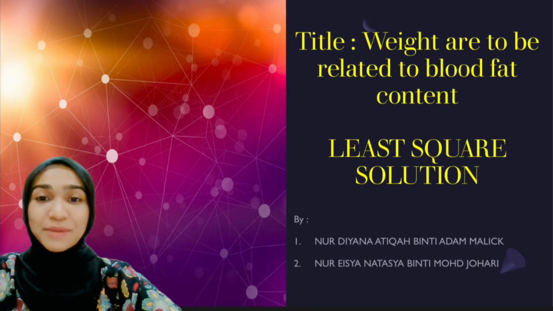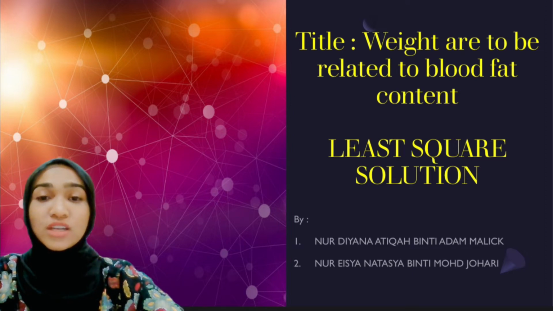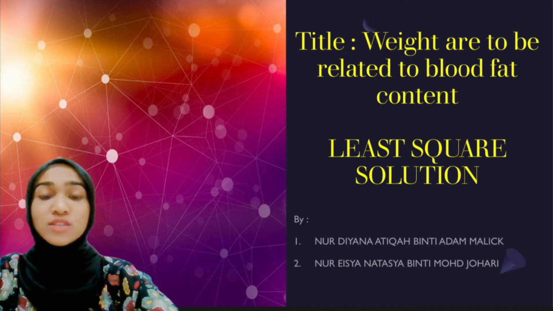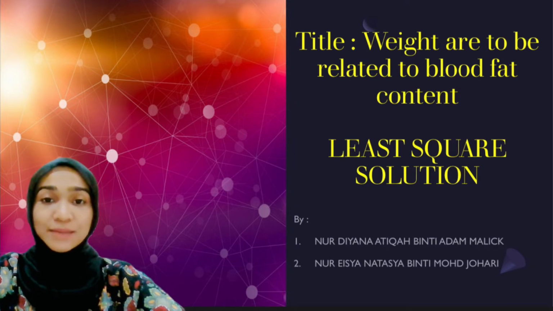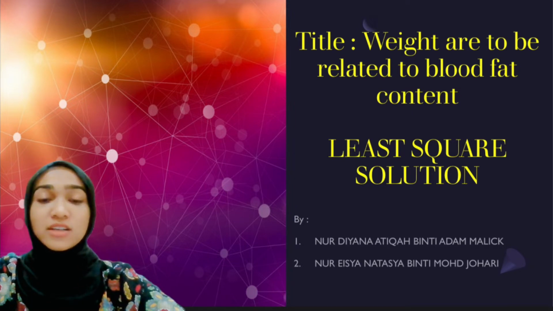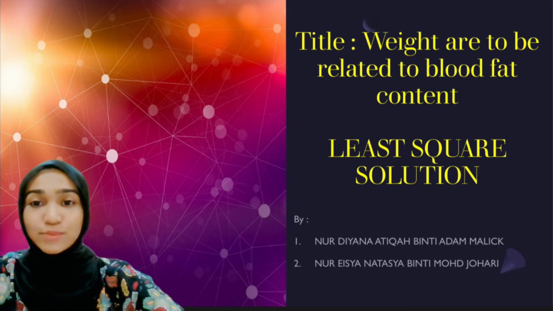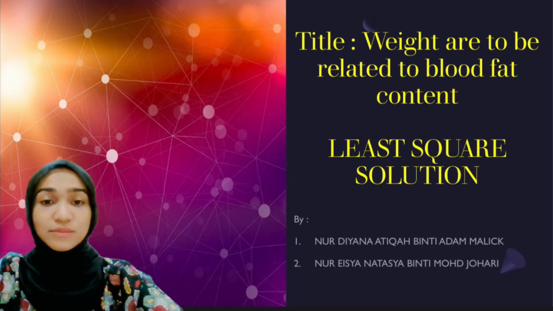Today, my partner and I present our project, which is about relating weight to blood fat content by using the least square solution. My name is Nur Diana and my partner is Nur Isha Natasha. Let's proceed to the next subtopic, which is the introduction.